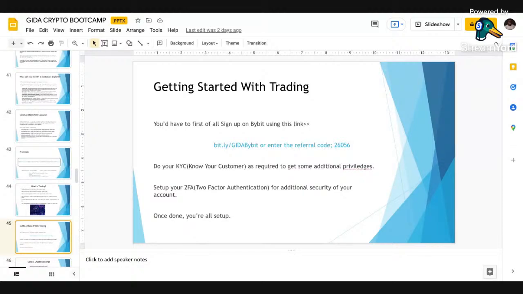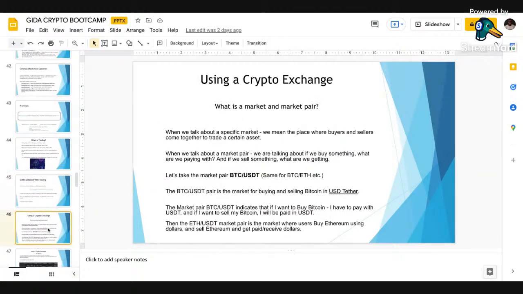You can't make a trade on Bybit if you don't set it up. It's for your security. So ensure you do that. So once you've done this, that is how you actually get started using a crypto exchange.